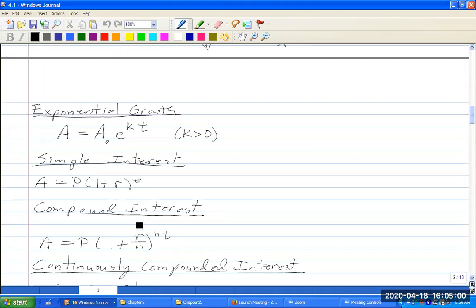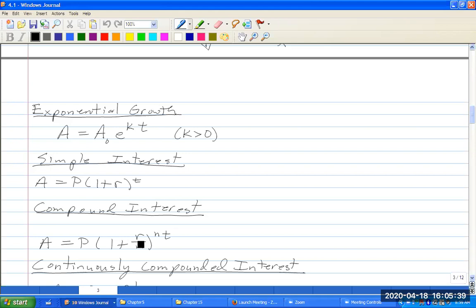R here is the interest rate per annum. Again, this is usually done in years. And so A is equal to P times 1 plus R over n, all to the power nt. Again, this is exponential growth. A sub 0 is just P. k here is n ln of 1 plus R over n.